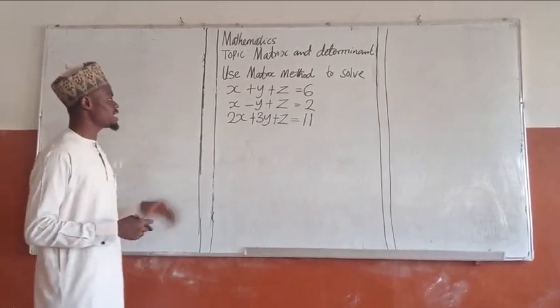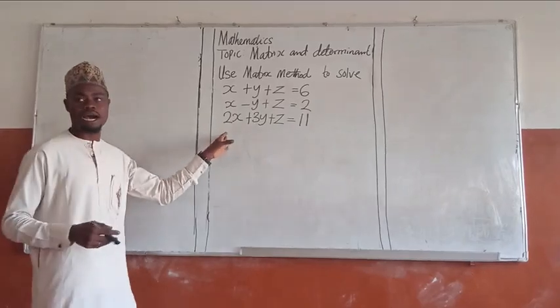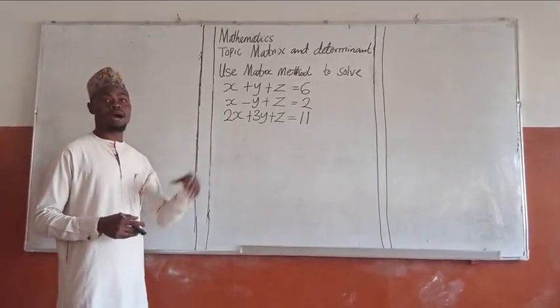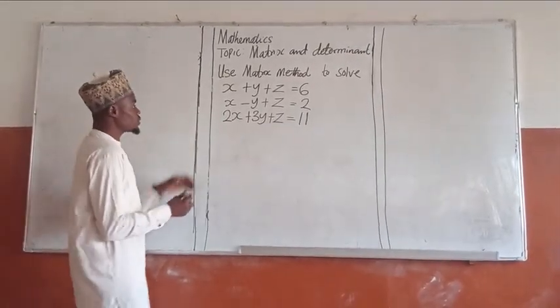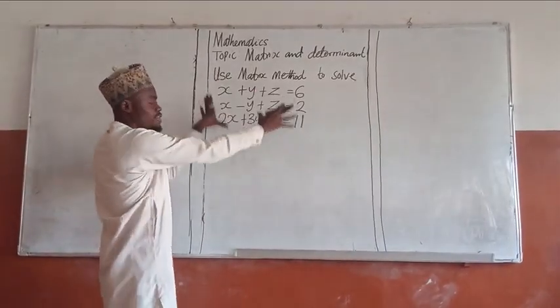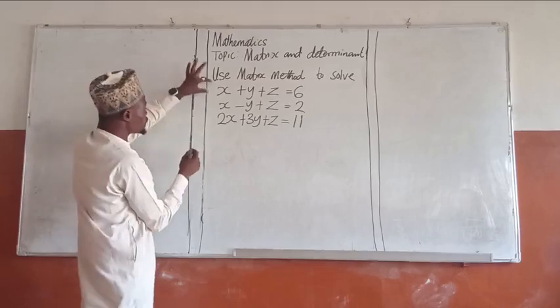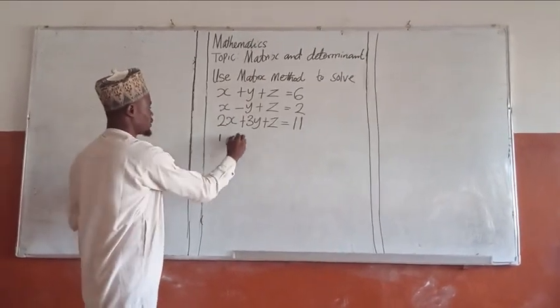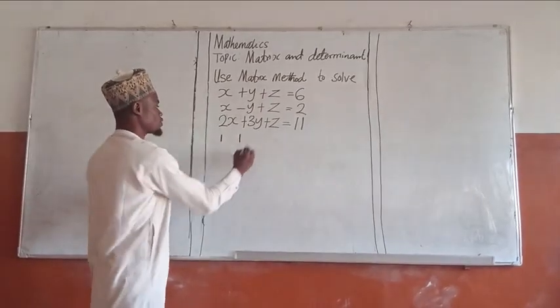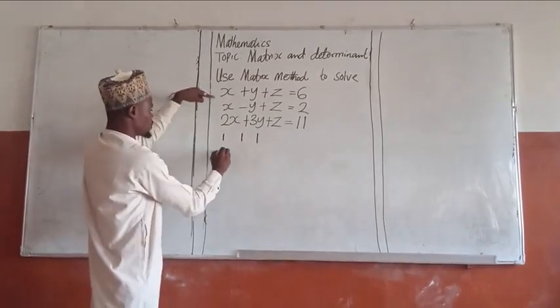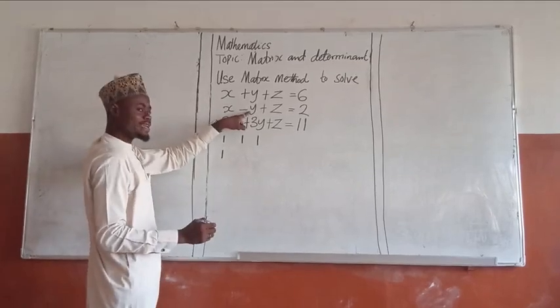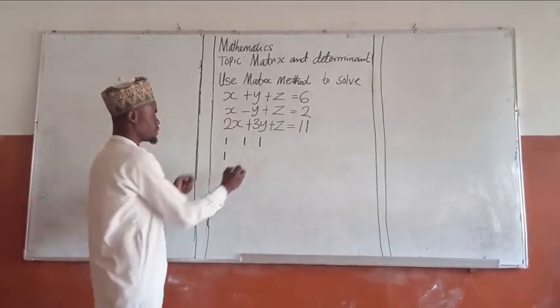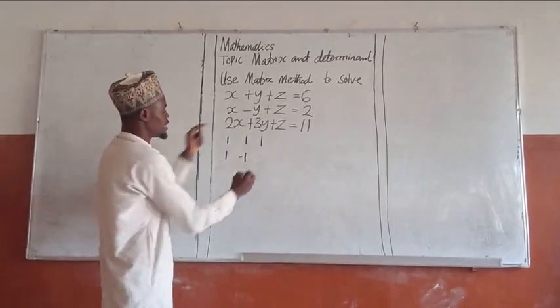Now let's first of all transform this equation into matrix form. We are going to look at the coefficient of each variable here. The coefficient of x here is 1. The coefficient of y here is 1. The coefficient of z here is 1. The coefficient of x here is 1. The coefficient of y here is 1, but it's carrying a negative sign, so it is minus 1. The coefficient of z here is 1.